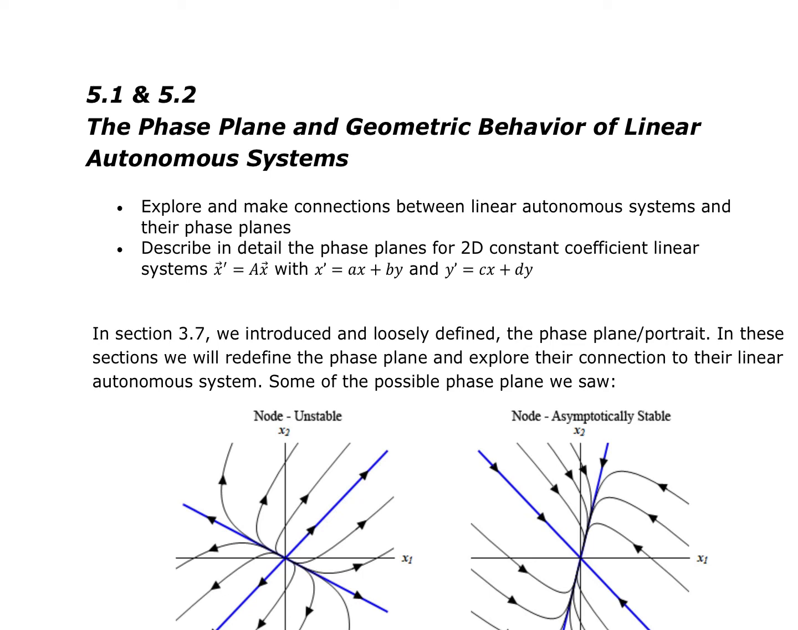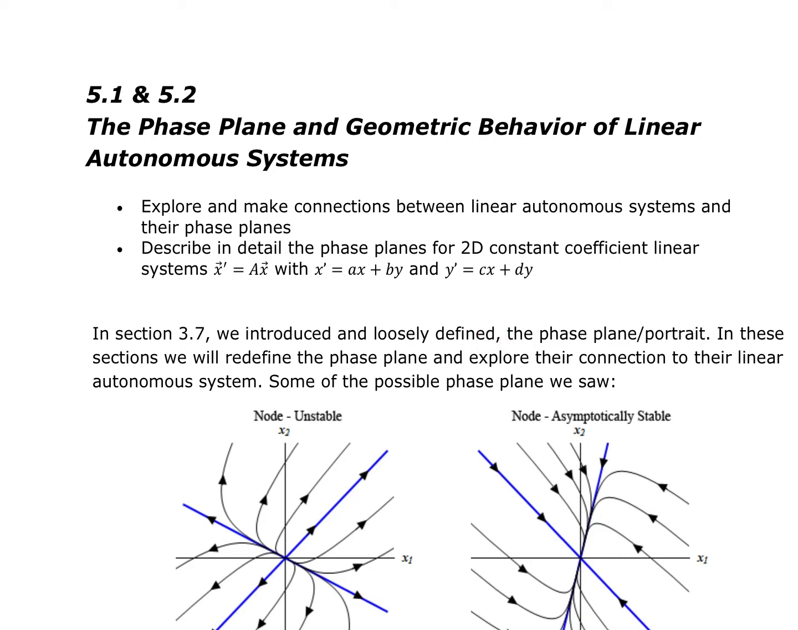In this video, we're going to look at the phase plane and geometric behavior of linear autonomous systems in ordinary differential equations. We're going to explore and make connections between linear autonomous systems and their phase planes. We're going to describe in detail the phase planes for 2D constant coefficient linear systems of the form x prime is equal to the matrix A multiplied by x, with x prime is equal to ax plus by, and y prime is equal to cx plus dy.